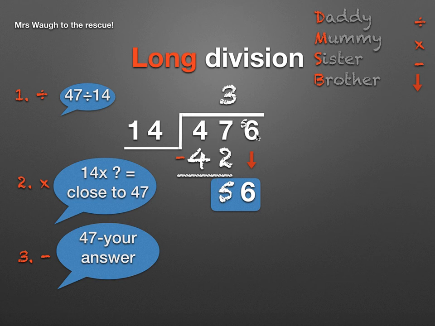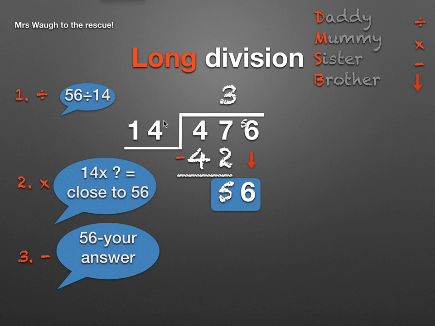You're no longer looking at this as your question. You're saying 14 goes into 56. How many times? Now that we've finished daddy, mummy, sister, brother, now we're starting again. We're dividing again. We're saying 56 divided by 14.